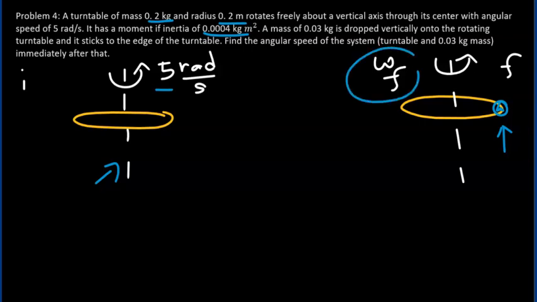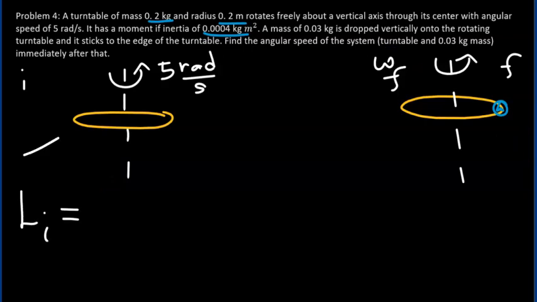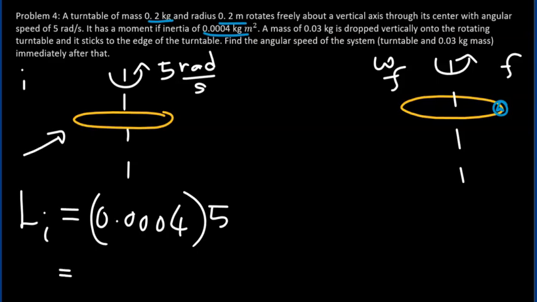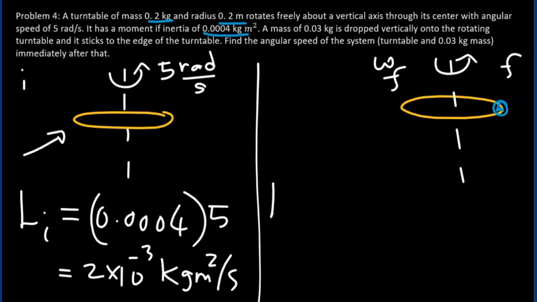So we want to determine that omega f. So this is a conservation of angular momentum problem. The initial angular momentum is given by the moment of inertia of that turntable times the angular speed, which is 5. And that's it. You don't have any other contributions, which is 2 times 10 to the power minus 3 kg meters squared per second.